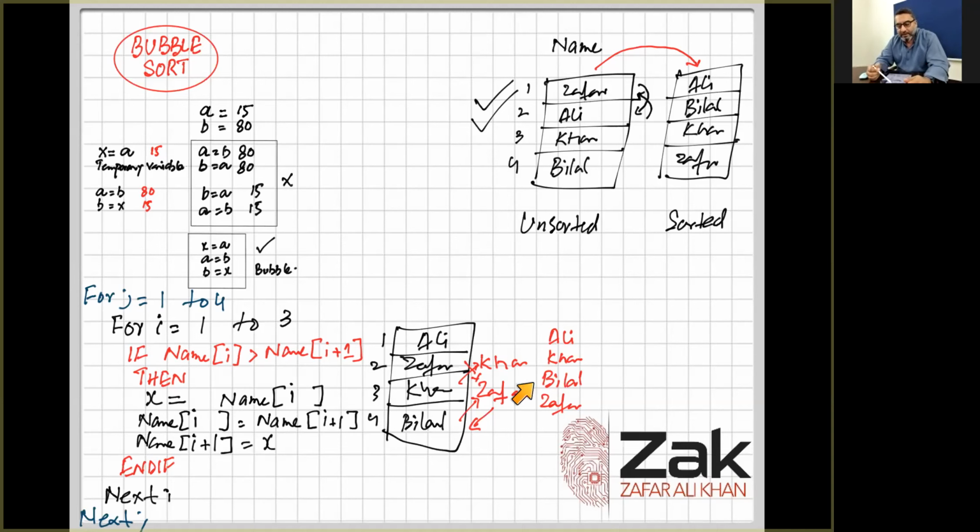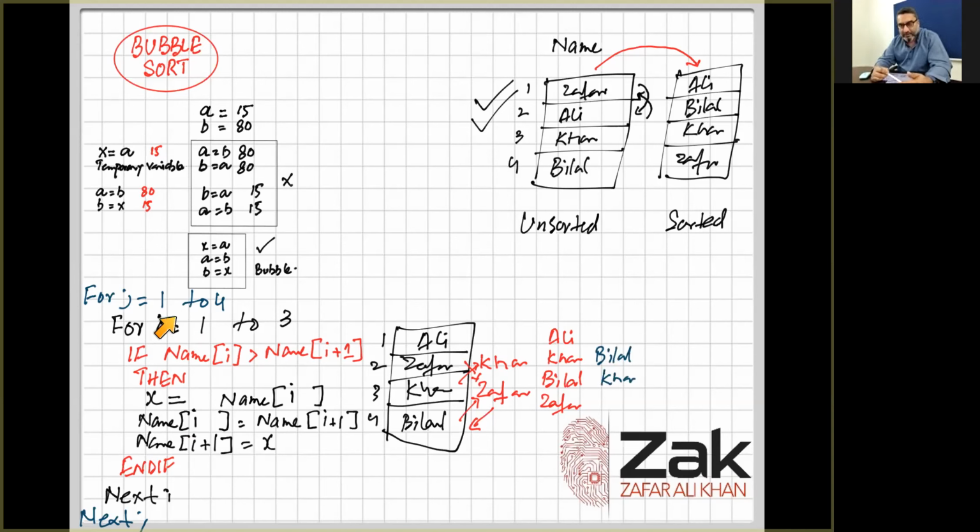Now this is the current condition of the array name. After the first loop: Ali, Khan, Bilal, and Zafar. Before the first loop, it was Ali, Zafar, Khan, Bilal. Now, let's say j is 2. So for the second iteration of j, the whole loop of I will be executed. For I is equal to 1 to 3, if Ali is greater than Khan, no, so I becomes 2. If Khan is greater than Bilal, yes. In this case, Bilal will come up and Khan will go down.